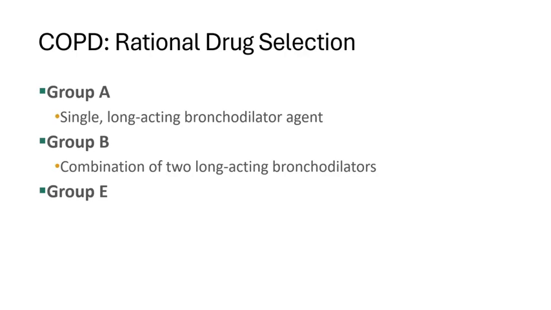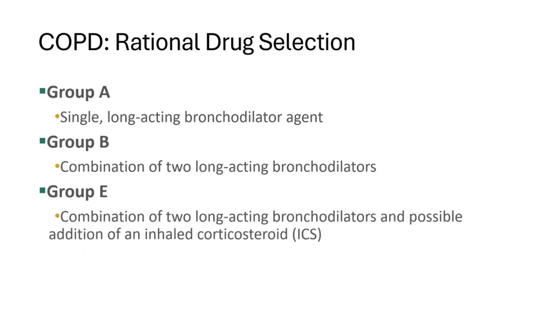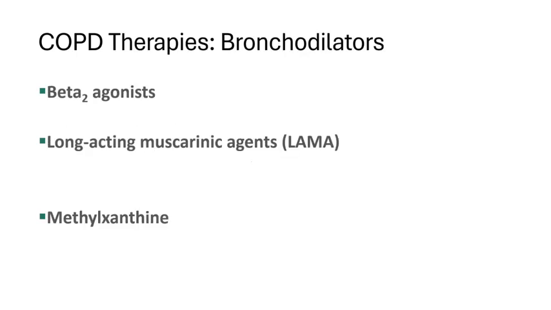With the updated GOLD guidelines, all patients who have frequent or severe exacerbations are in Group E, without regard for level of dyspnea. In this group, the use of combination or two long-acting bronchodilators and the possible addition of an inhaled corticosteroid are recommended, especially for patients with elevated blood eosinophils over 300. The ATS clinical practice guideline varies slightly on the addition of an ICS, only recommending an ICS for patients with frequent exacerbations. Review Table 32-2 for commonly used maintenance medications in COPD.